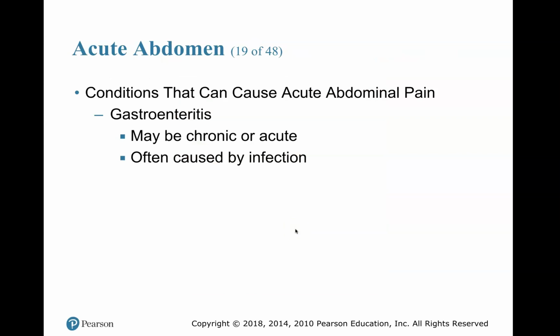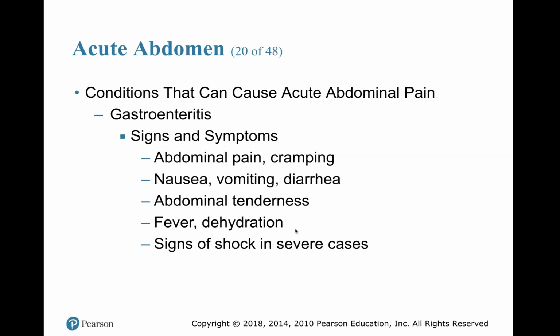Gastroenteritis may be chronic or acute, often caused by infection. Signs and symptoms: abdominal pain, cramping, nausea, vomiting, diarrhea, abdominal tenderness, fever, dehydration, signs of shock in severe cases.